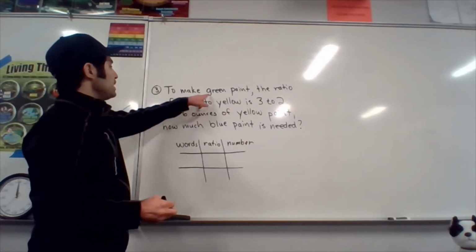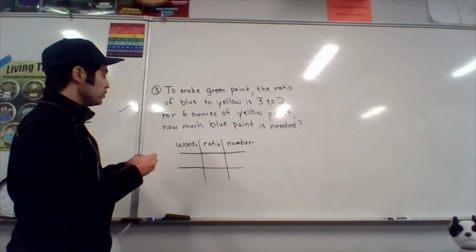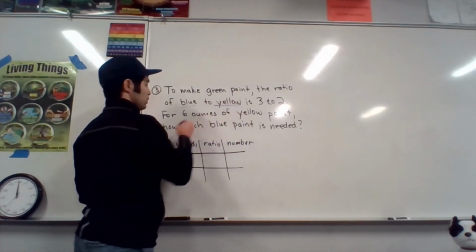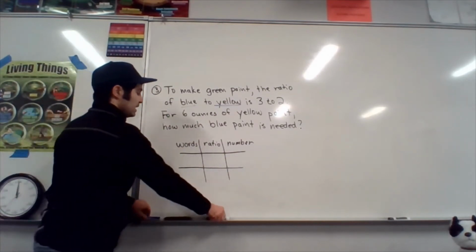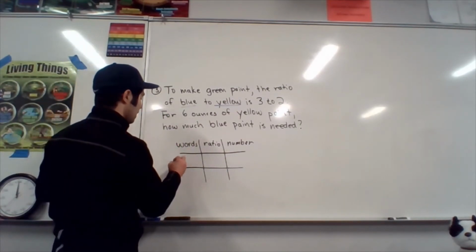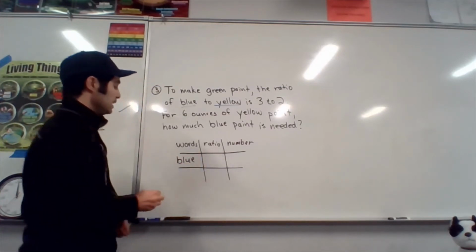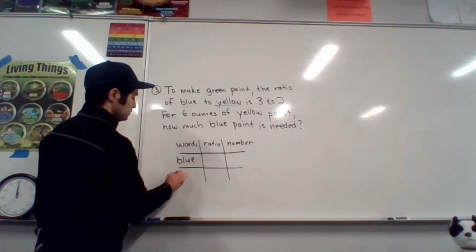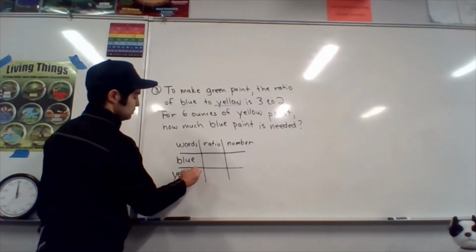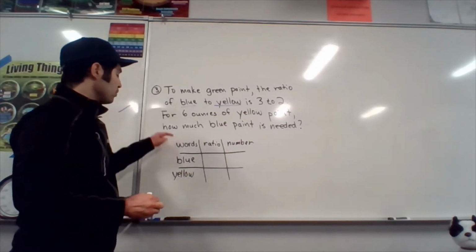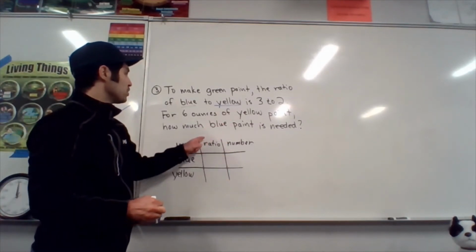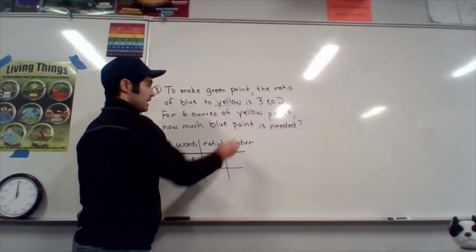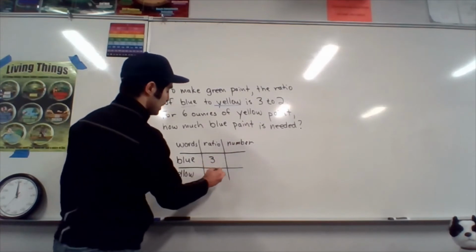So the first one, we're making green paint, we're going blue to yellow. So since blue comes first, where do you think it's going to go? It's going to come right here on top, blue. These are my words. The first column is words. The second one is yellow. Okay? So I'm done with my word column. Next column is my ratio column. I have 3 to 2. So since 3 comes first, it goes on top. And 2 comes second, so it goes on bottom.